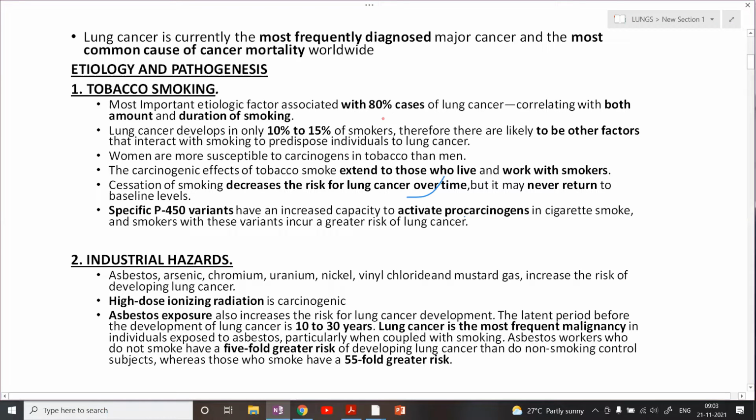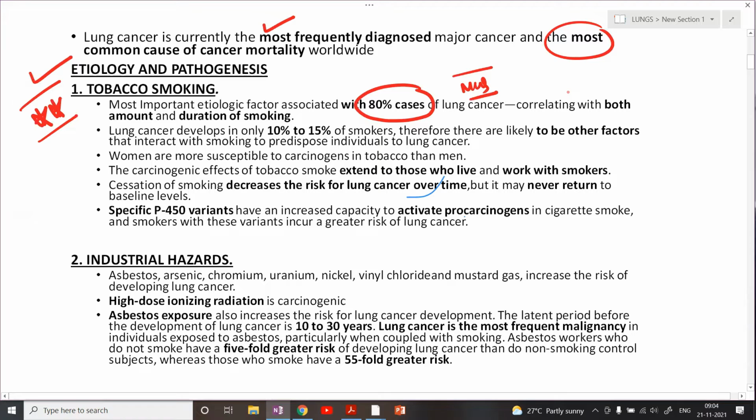Lung cancer, if you have read your PSM, is the most frequently diagnosed major cancer and also the most common cause of cancer mortality worldwide. First we are going to start with the etiology of lung cancer. As we all know, tobacco smoking is the most important etiological factor associated with lung cancer, and 80% of the cases of lung cancer are associated with tobacco smoking.